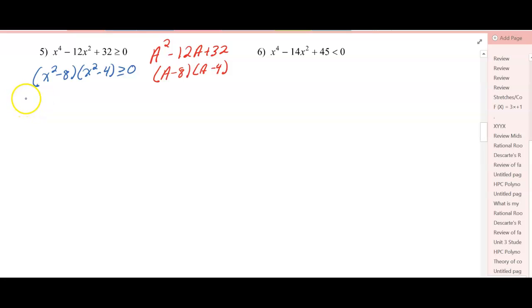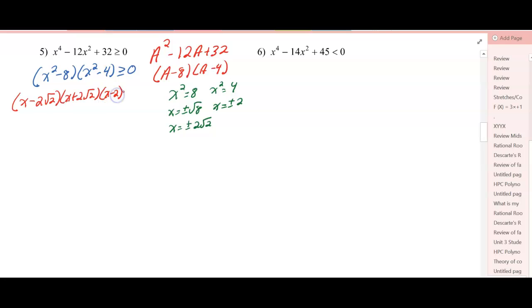And then this factors even further. If you were to solve each equation, x squared is equal to 8, x squared is equal to 4, x is plus or minus root 8, x is plus or minus 2, so x is plus or minus 2 square root of 2. So to factor this completely, which is something we do want you to know, this would be x minus root 2, x minus 2 root 2, x plus 2 root 2, x minus 2, x plus 2.